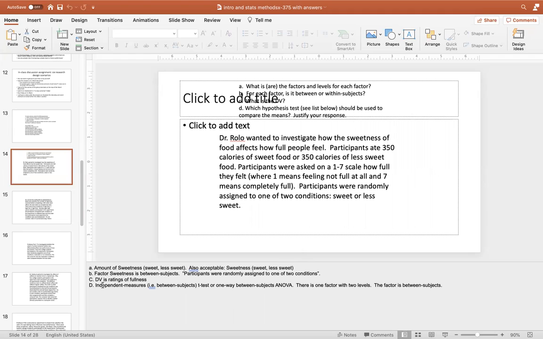And then finally, the hypothesis test that you would use, there's actually 2 answers. Because we have just one factor with 2 levels, and it's between subjects, we can either use the independent measures t-test, which you can also call the between subjects t-test. Either of those 2 terms, they're synonymous, interchangeable. So between subjects t-test is one correct answer. The other answer would be a one-way between subjects ANOVA. The justification is there is one factor with 2 levels. The factor is between subjects, so you can use either the t-test or the ANOVA. So that's problem 1.